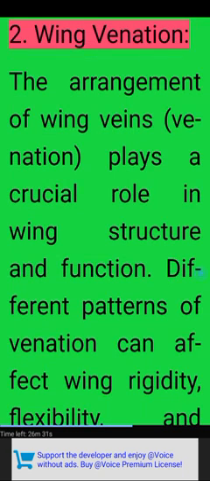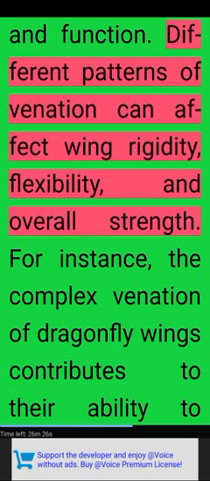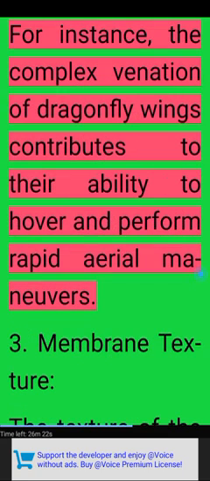2. Wing venation. The arrangement of wing veins, or venation, plays a crucial role in wing structure and function. Different patterns of venation can affect wing rigidity, flexibility, and overall strength. For instance, the complex venation of dragonfly wings contributes to their ability to hover and perform rapid aerial maneuvers.